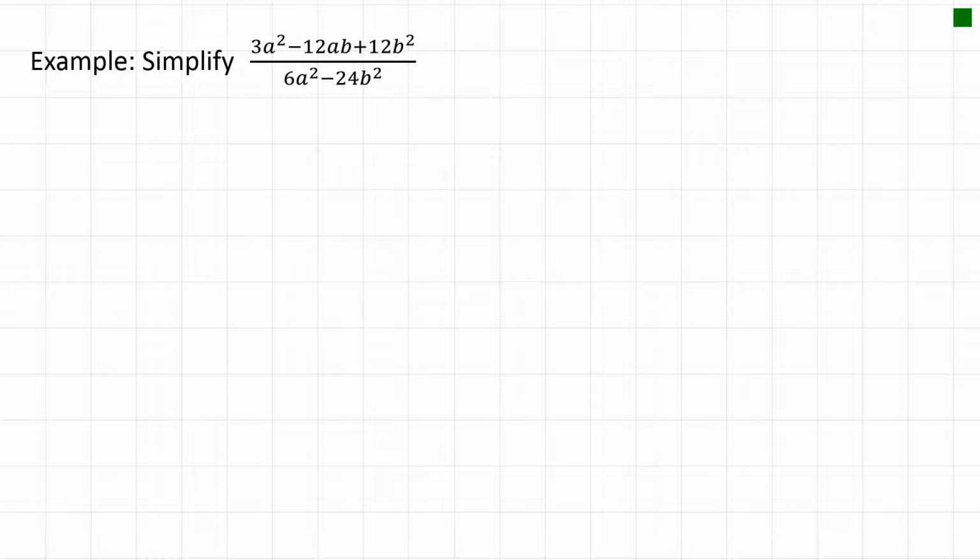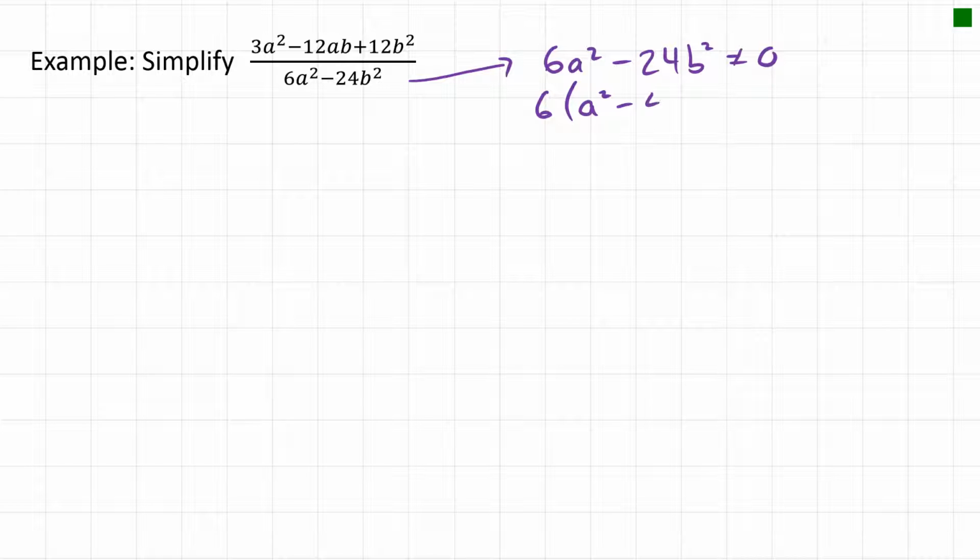I'm going to run through this example a little bit quicker. Again, start with the non-permissible values. So in the denominator, 6a squared minus 24b squared is not allowed to be equal to 0. And so I'll start, we have to factor this by factoring off a 6 from each term, because that's a common factor. So divide 6 off each one, and we're left with 6 times a squared minus 4b squared. It's not allowed to be equal to 0.